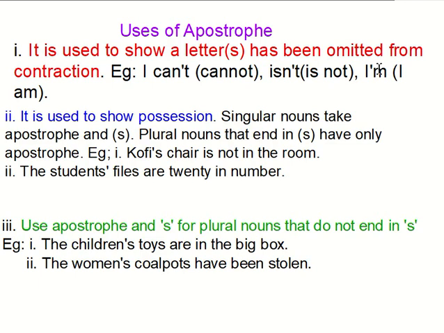Kofi's chair is not in the room. Now you see Kofi, after the noun Kofi, apostrophe is put and then the S follows to show that Kofi is the real owner of the chair. Now let's look at the second sentence. The students' files are 20 in number. Now the students is plural and the apostrophe is put after the S. You see the difference? So each of them is used to show a possession.